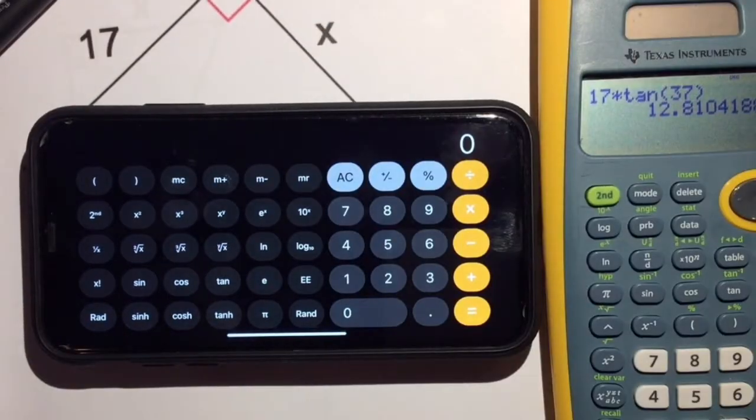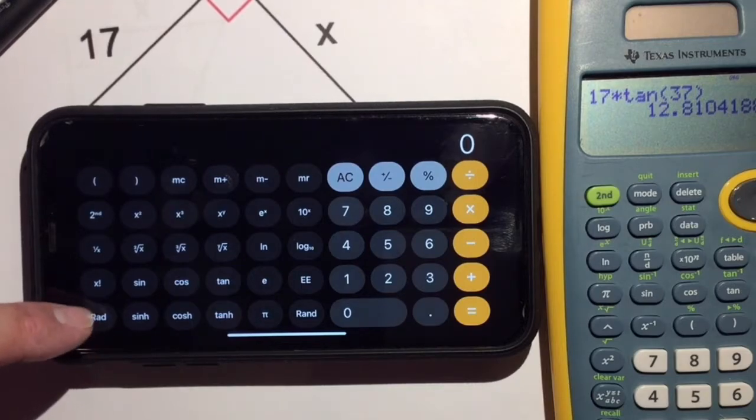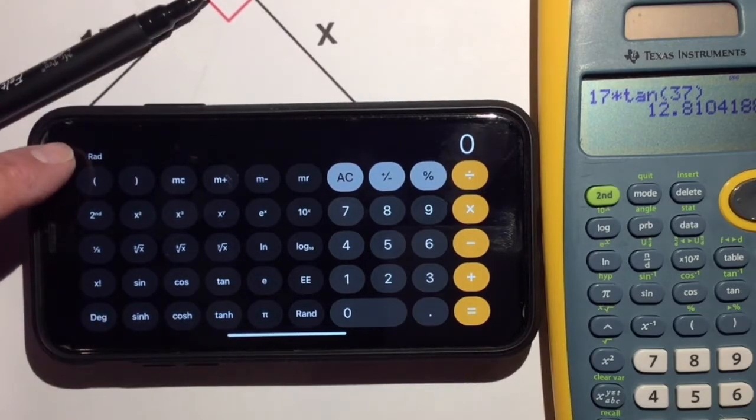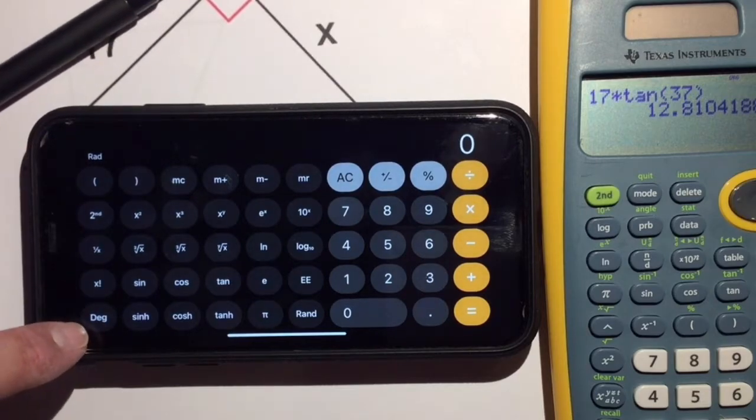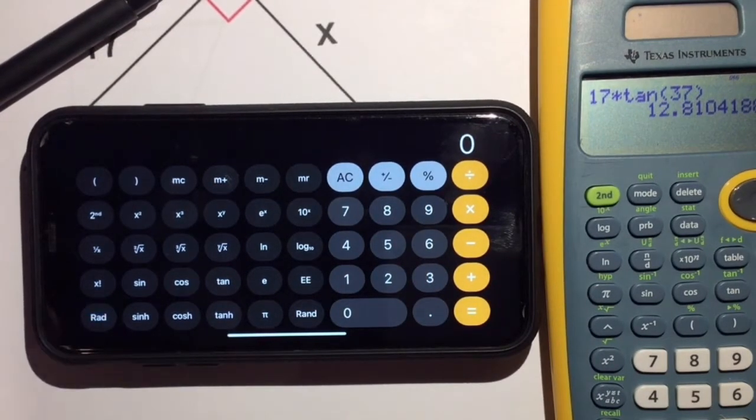So turn your calculator app this way, so it reveals the magic of more buttons, and then make sure that your calculator is in degrees. You see this little button where it says rad? Don't press it, because if you press it, then it's in radians. That's what rad represents. But look, it changed to deg. So make sure it's in deg, so that it doesn't say rad up here.